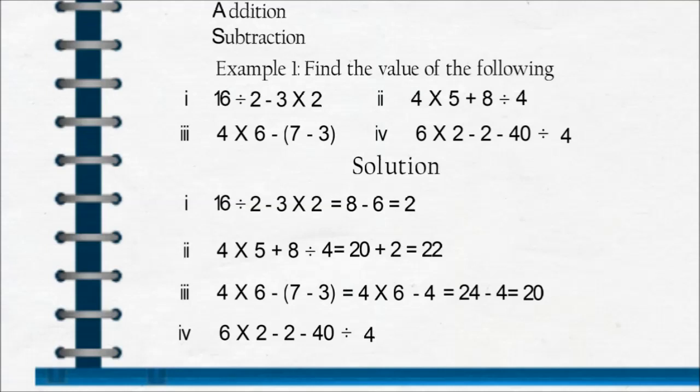So in this case, we do the division operation first. 40 divided by 4 is 10. 6 multiplied by 2 is 12. So we have 12 minus 2 minus 10. 12 minus 2 gives us 10 minus 10. So 10 minus 10, we have 0. Okay, so that was just to help us refresh on order of operation with respect to BODMAS.